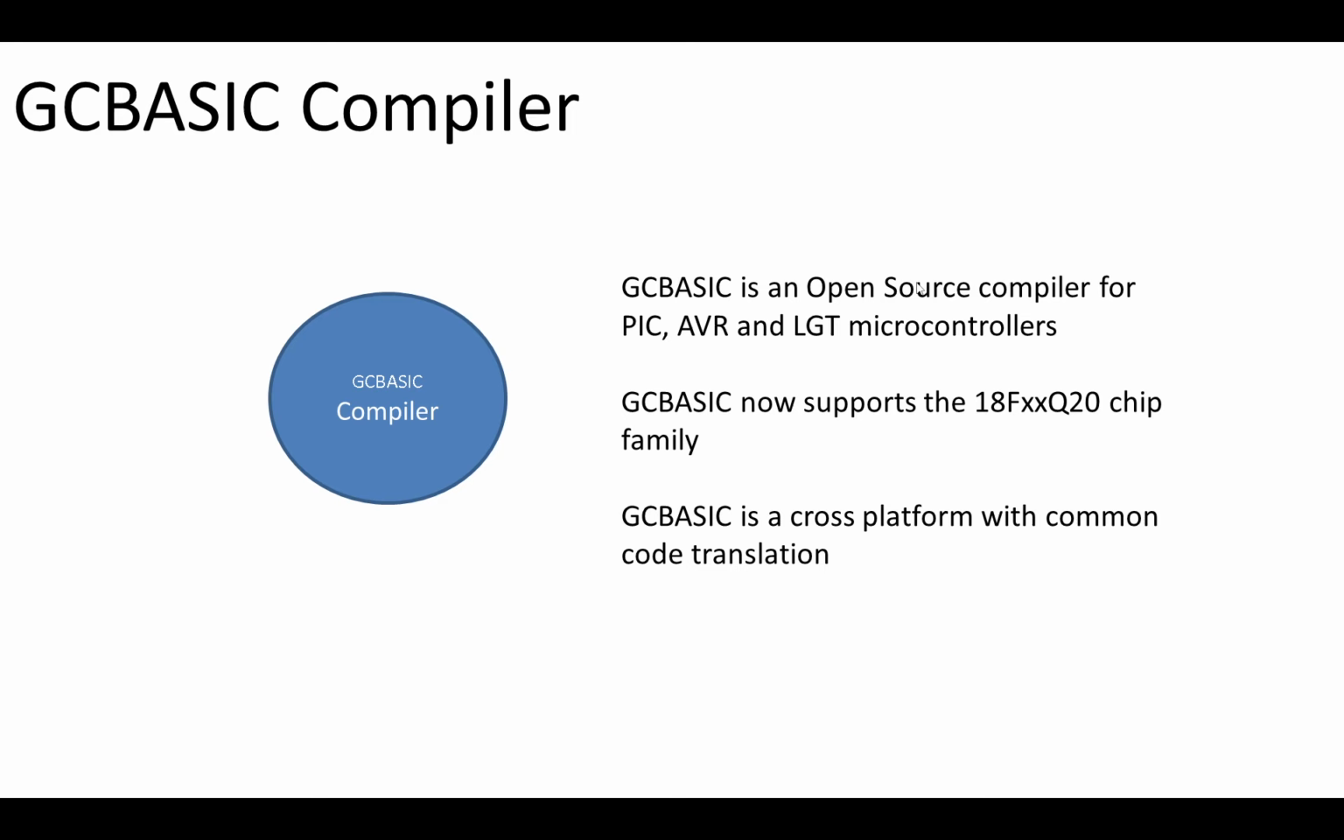So GCBASIC is an open source compiler for PICs, AVR, LGT. So anything you can do here on PICs, you can do on AVR and LGTs. And having the Q20 latest chip works is fantastic, really.